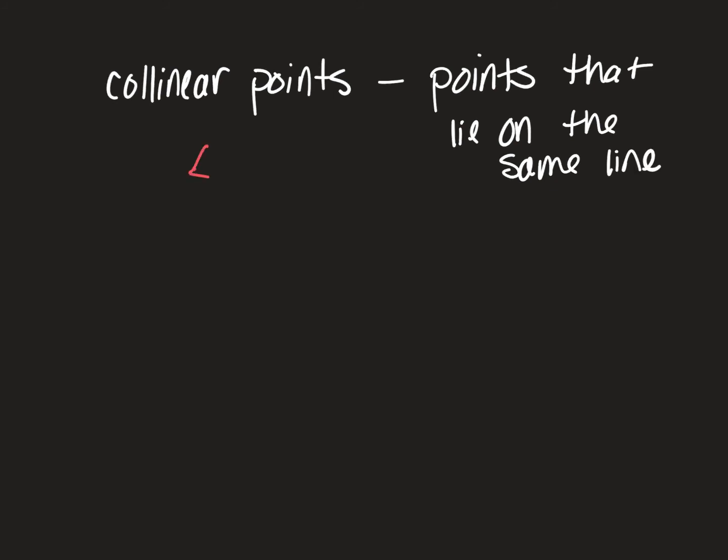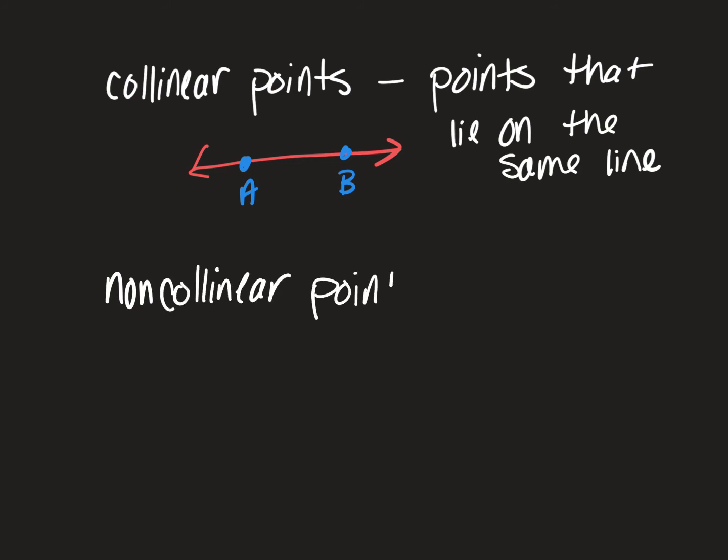Right, so let's say I have a line here. So point A, point B, they're both on that line, so they would be considered collinear points because they're on the same line. That's all it means. And so as MJ already read, the second part of that definition in the book tells you about non-collinear points. So let's go ahead and define that one as well. Which is points not on the same line.